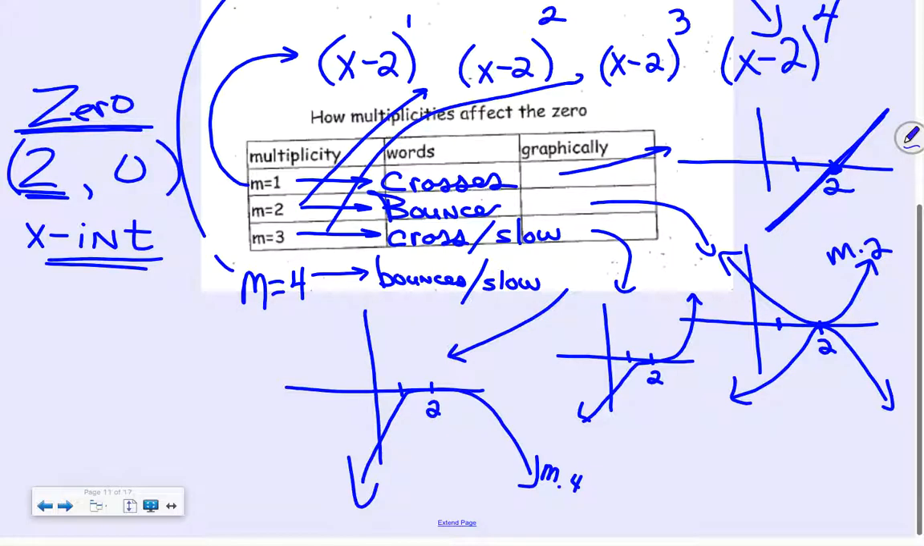What do you think a 5 would do? Crosses slow. Crosses even slower. What do you think a 6 would do? Bounces. Bounces slower. You know what I mean? Here, I'll draw you a 6. Watch, here's a 6. That's a 6. It just goes a little slower. But it still bounces. Okay? All right.